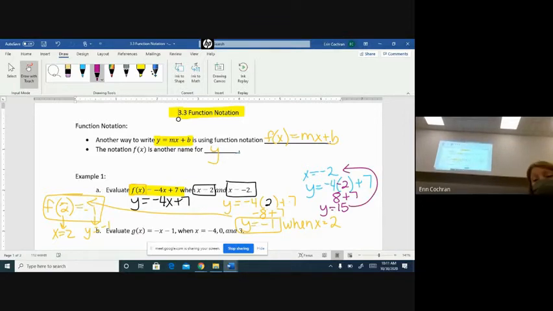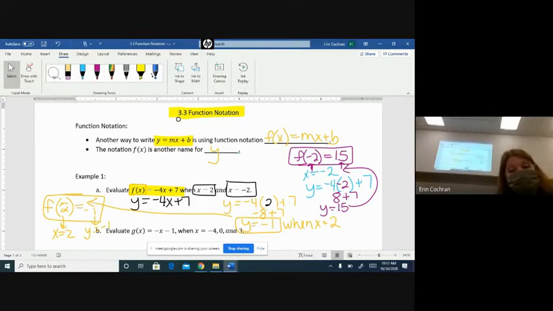So in function notation, guys, all that means is f of x equals y, right? Well, what was my x? Negative 2 equals, and what is my y? 15. So if you see that, that's all that means. My x is negative 2, and my y is 15. That's all that means there, okay?